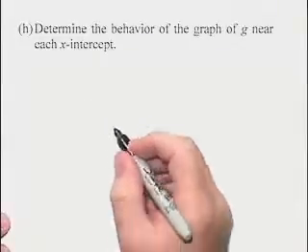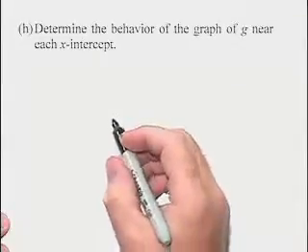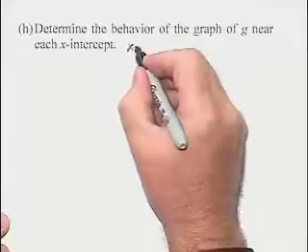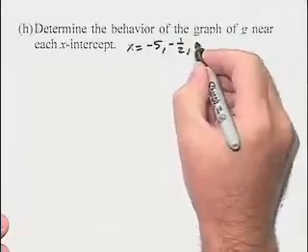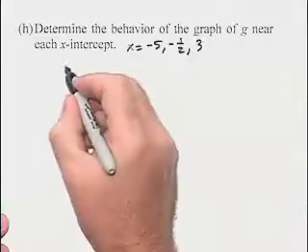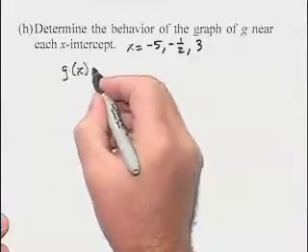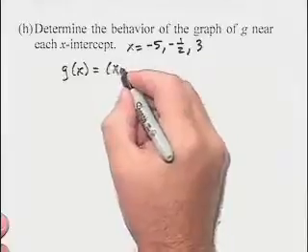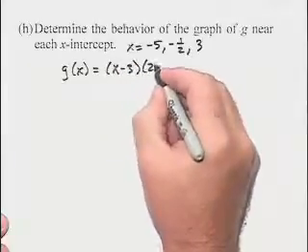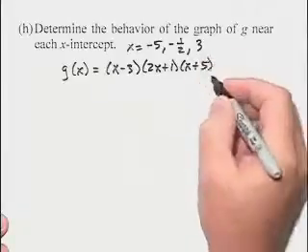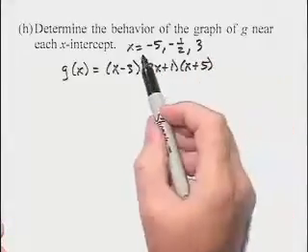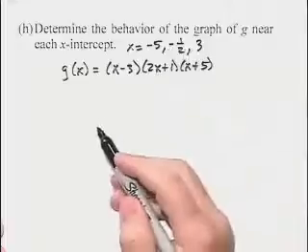In determining the behavior of the graph of our function near each x-intercept, let's first note that our x-intercepts were -5, -1/2, and 3. And that we could write our function g in factored form as (x minus 3)(2x plus 1)(x plus 5). So we look at the behavior near each of the 3 x-intercepts that we have.